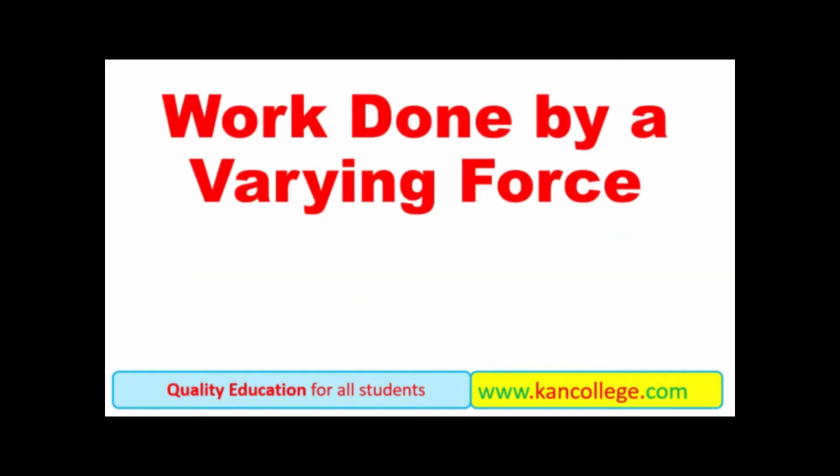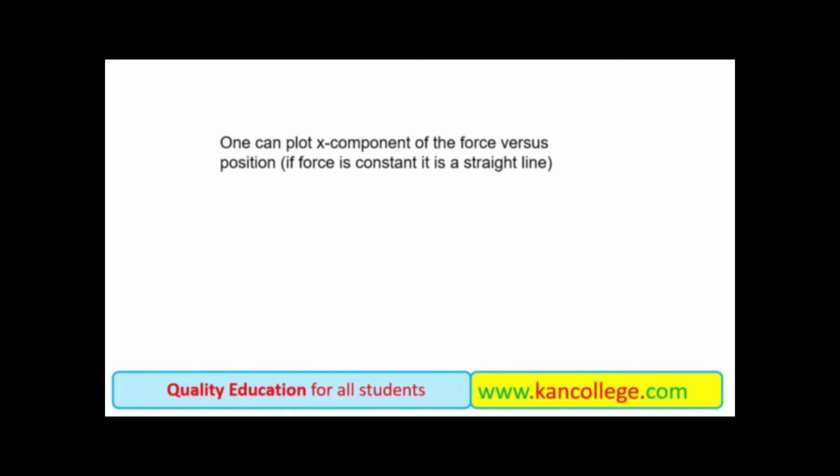Work done by a variable force. One can plot the x component of force versus position. If the force is constant, then this plot becomes a straight line as shown in the figure. If the constant force F naught does work in moving the object from point x1 to point x2, then the total work done will be equal to the area under this curve, or this shaded area.